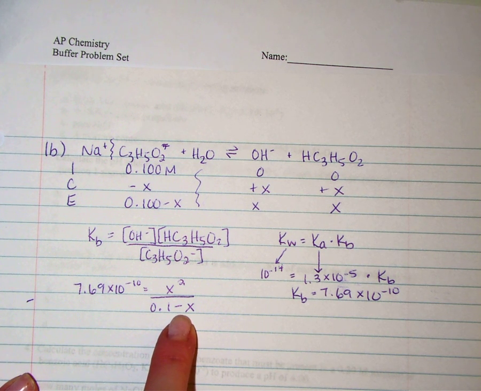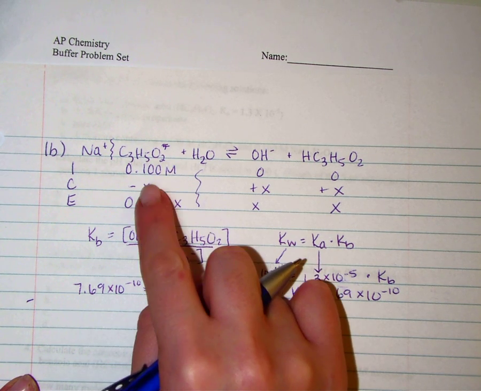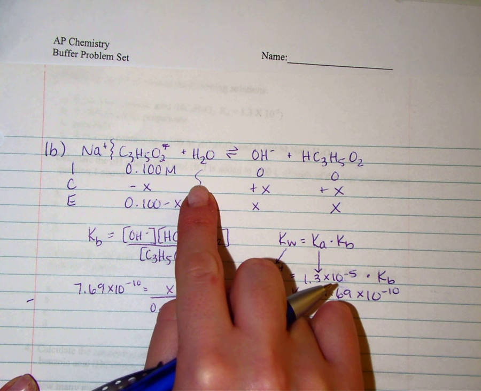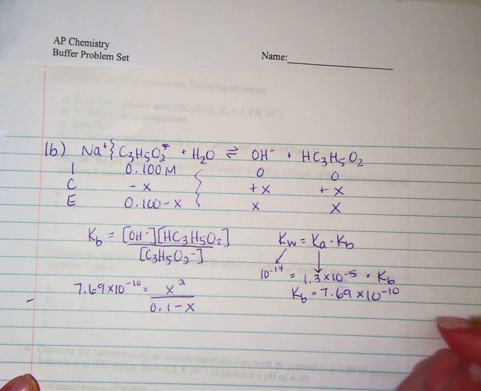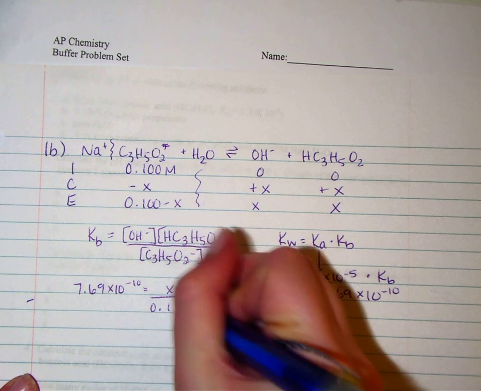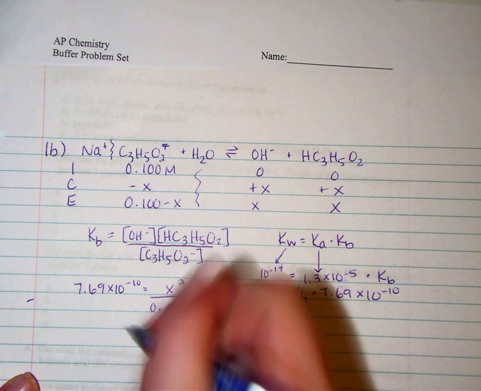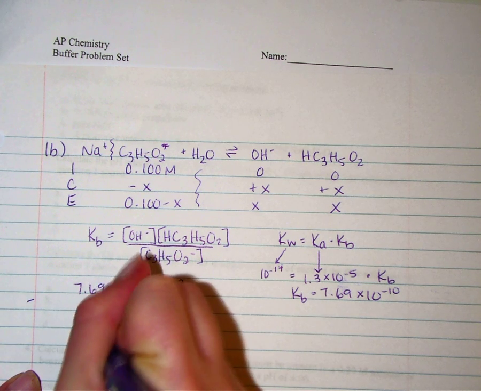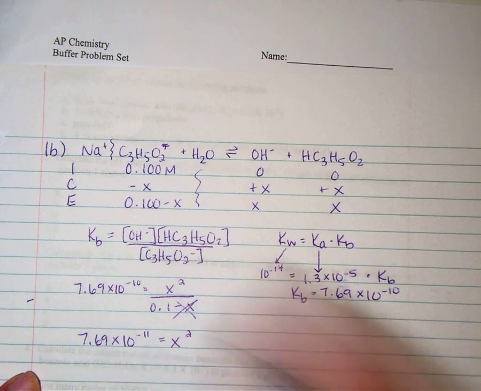with some quadratic formula. So to avoid that, I go up and say, all right, this is a really weak base, so whatever change happens is going to be fairly small. It's really not going to matter. So I'm going to do that X check at the end. So for now, I'm going to ignore this minus X. So when I multiply this by 0.1, I get 7.69 times 10 to the negative 11th equals X squared.